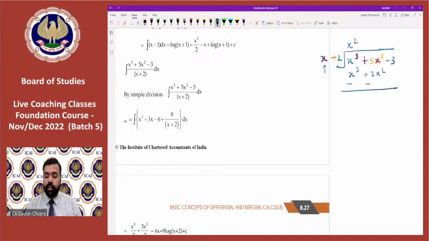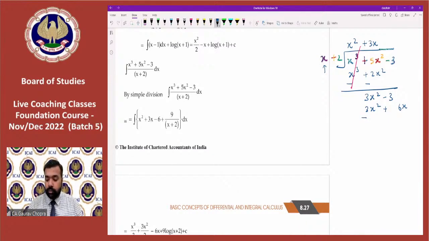Subtracting. What is left? x cube will get cancelled, and we are left with 3x square minus 3. Now this time we have to make 3x square. So we can add 3x. So 3x will get multiplied with both of them. So 3x square plus 6x.